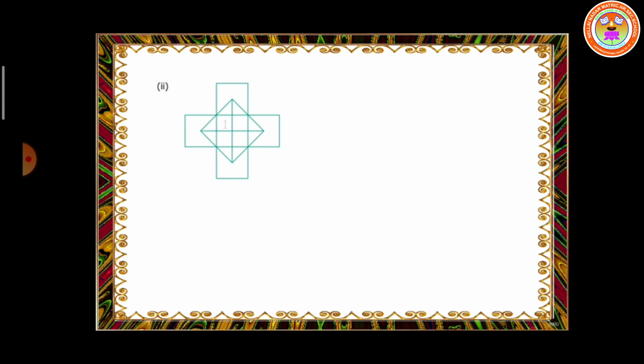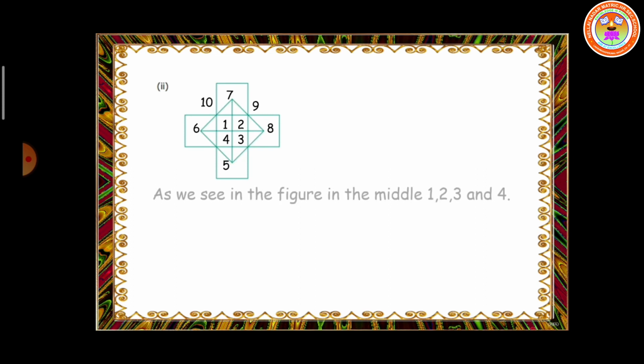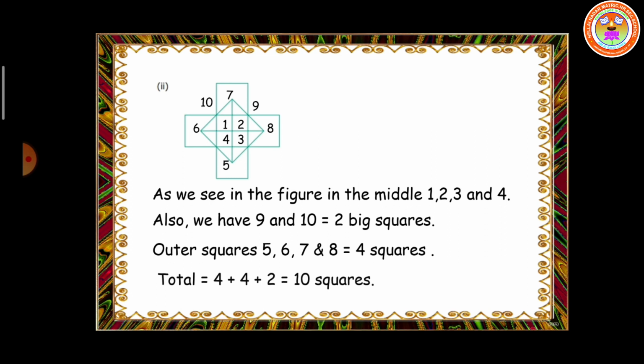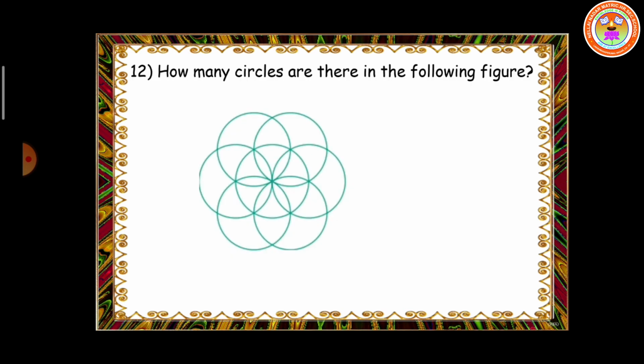Second sum. 1, 2, 3, 4, 5, 6, 7, 8, 9. This is a 9 one. 10, 10th square. As we see in the figure, in the middle, 1, 2, 3, 4 is there. Also, we have 9 and 10. These are 2 big squares. Outer squares 5, 6, 7, 8. Totally 4 squares. Totally 4 plus 4 plus 2. 4 plus 4, 8. 8 plus 2, 10 squares.